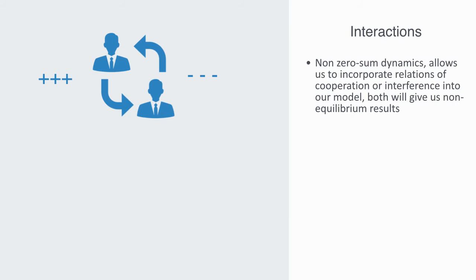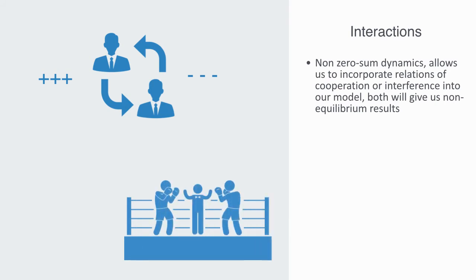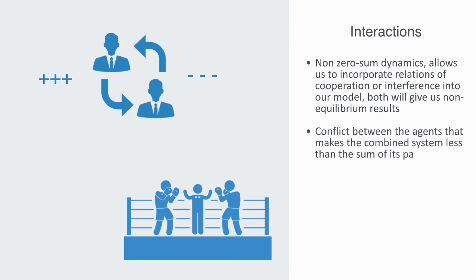Interference between components means some form of conflict between the agents that makes the combined system less than the sum of its parts.